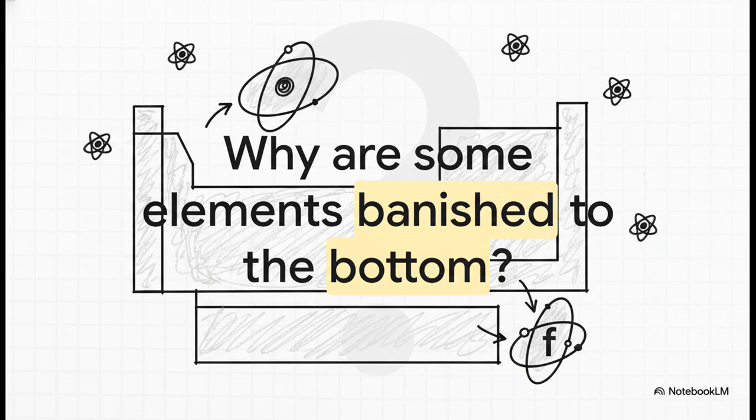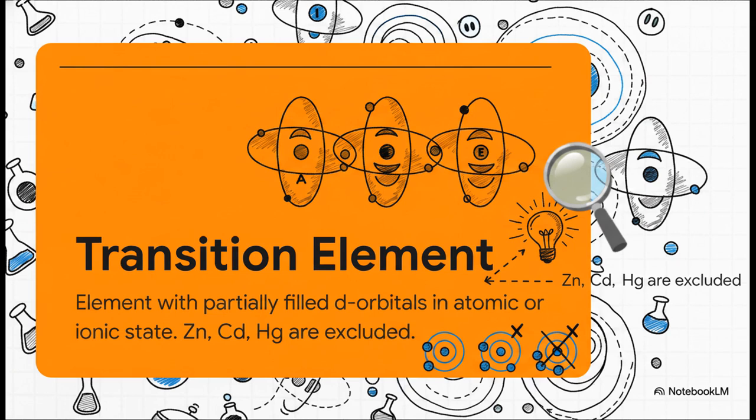For the D block, those electrons enter the D orbitals, putting them right smack in the middle, spanning groups 3 to 12. But for the F block, the electrons drop into the deeper F orbitals, which structurally separates them out at the bottom. Now, what's really interesting is how we actually define these central elements. A transition element is formally defined as one that has partially filled d orbitals in its atomic or ionic state.